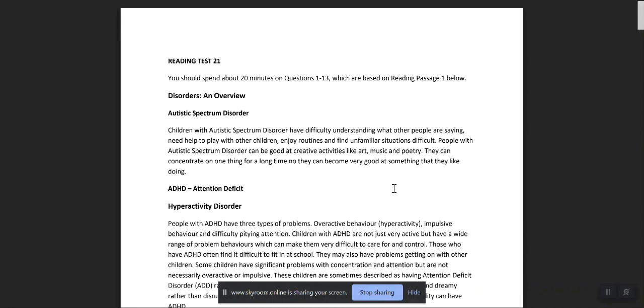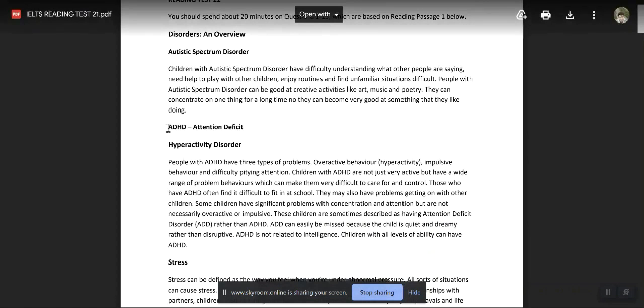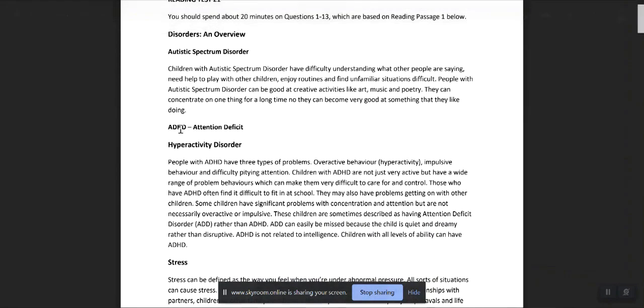ADHD, attention deficit. Many Iranian children have this ADHD, hyperactivity disorder. I don't know, something like that. We cannot concentrate, and we try to make everything so fast.